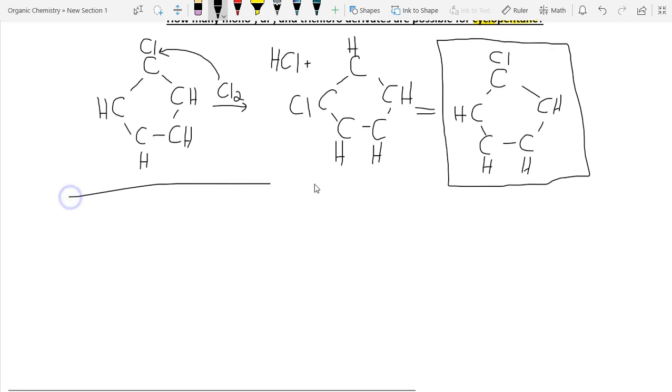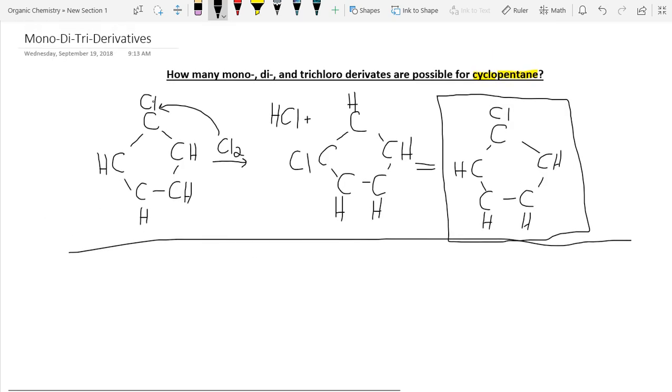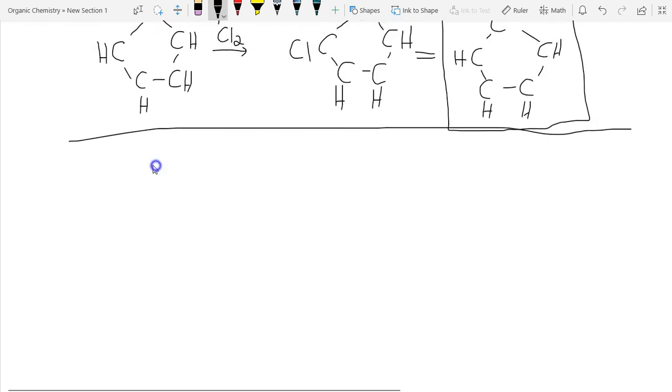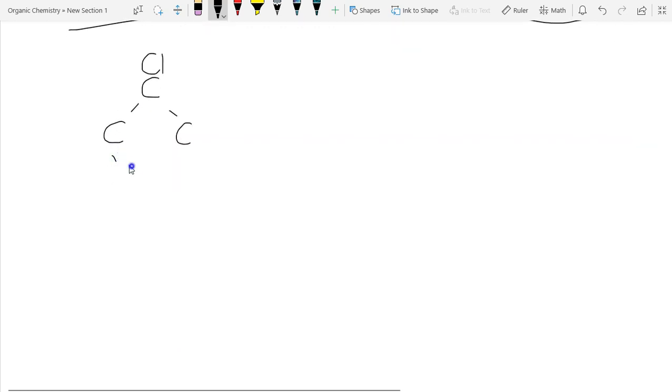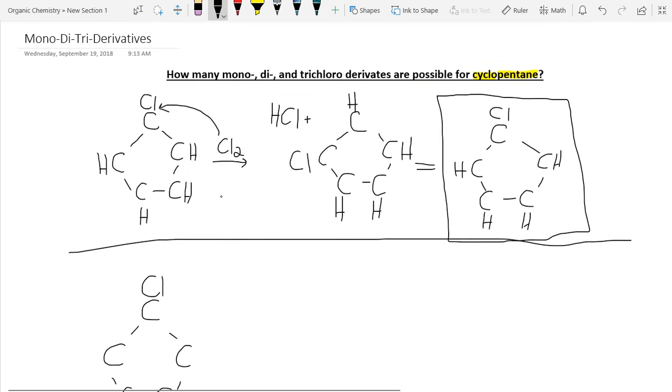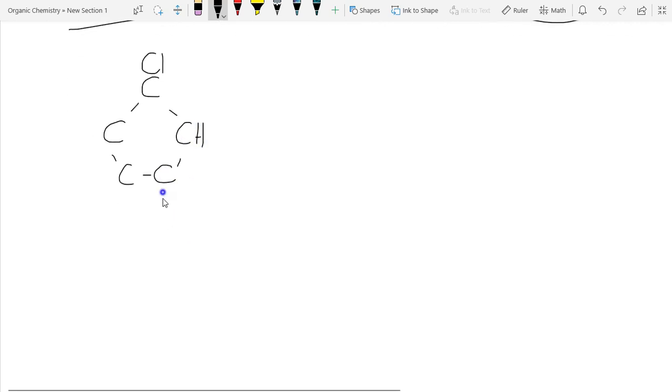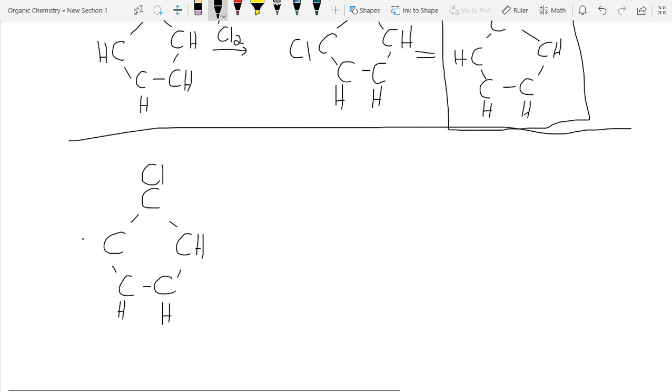So now I'll move on to my dichloro derivative. So I'll start with my mono derivative, because when you introduce Cl2, chlorination will keep occurring until it goes into the third chloro derivatives.